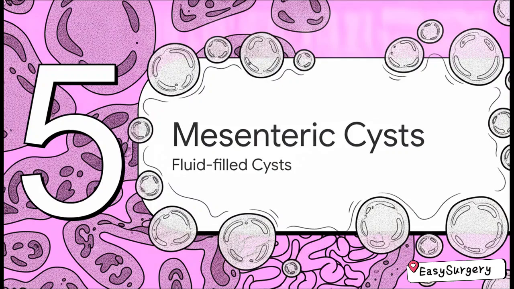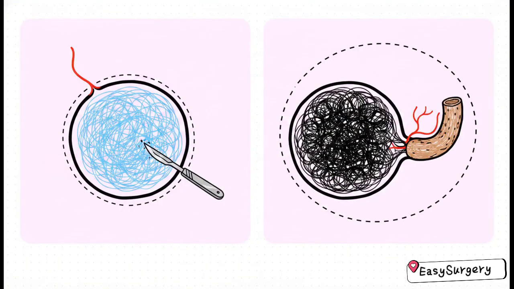And finally, Section 5, Mesenteric Abnormalities. To completely round out our clinical matrix today, let's step away from the abdominal wall altogether and analyze fluid-filled cysts that develop deep within the mesentery itself. Let's contrast two specific cysts, chylolymphatic cysts versus enterogenous cysts.